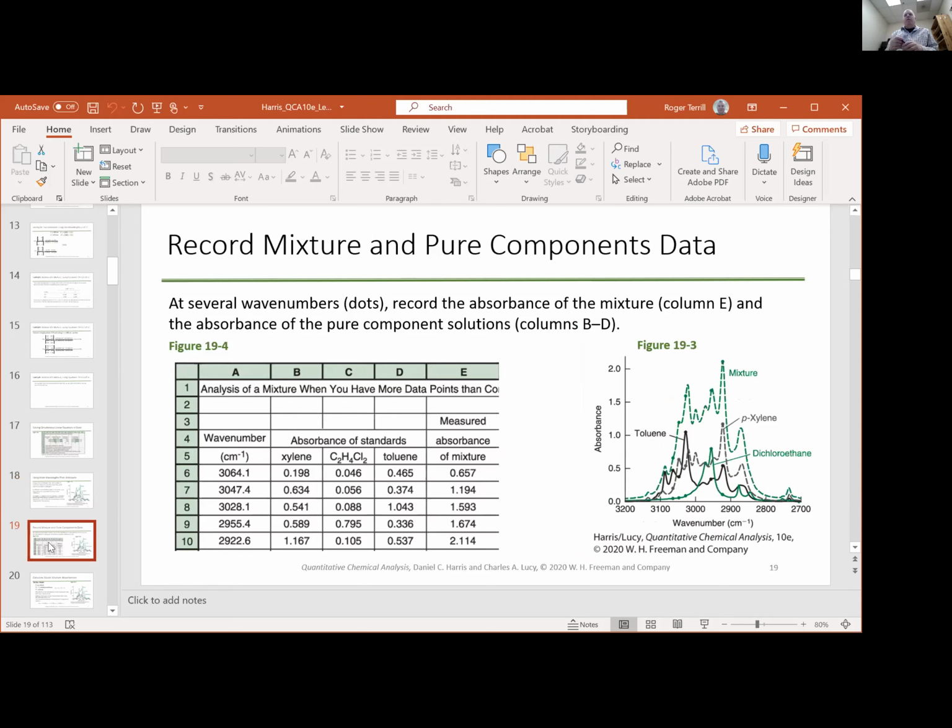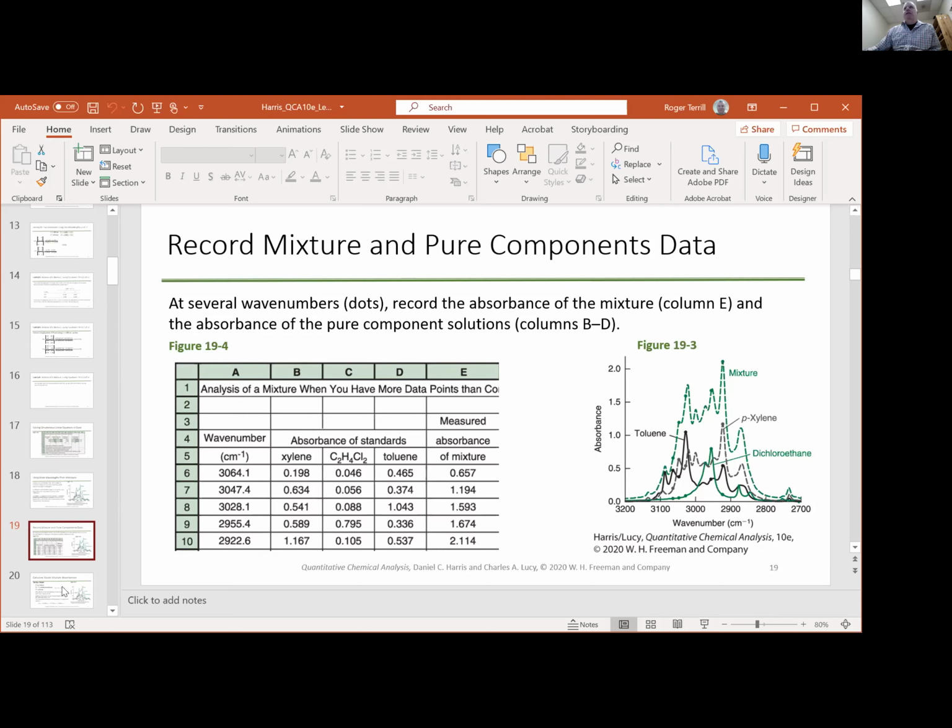So here's an example where you could have a mixture of paraxylene and dichloroethane. When you add up that mixture, you'll get a larger absorption that has both bands in it. This is one way to do it. You can decompose that into a series of wavelengths and a series of absorbances of standards, and then a series of absorbances of the mixture.